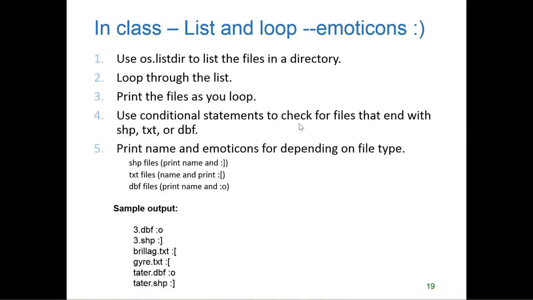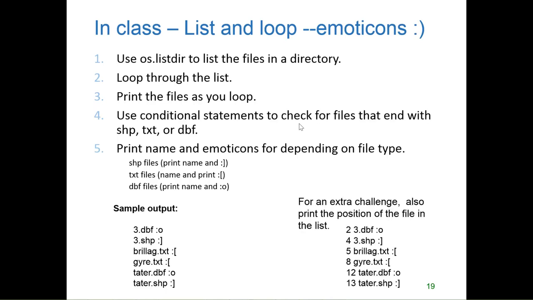Once you get this going, you might want to add an extra wrinkle. Print out not only the file name, but also the index in the list where it occurred. So in this example, 3.dbf was the third, because it's 0 based, 0, 1, 2, item in the list of files. Pause here to try this exercise. Next, we'll go over the solution.